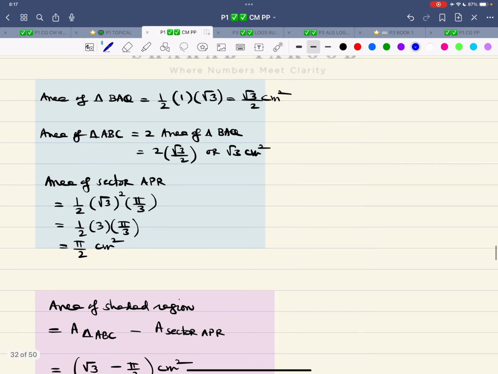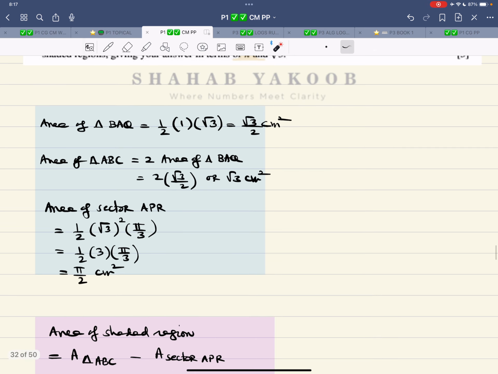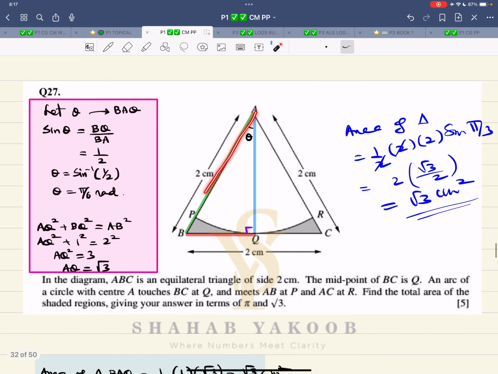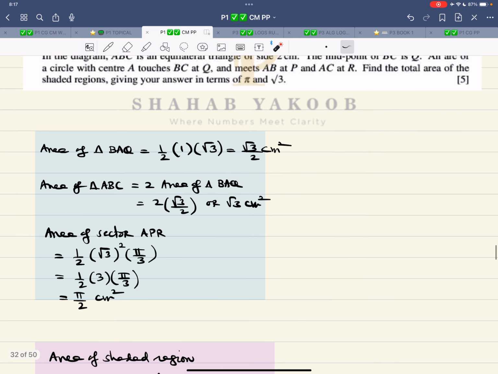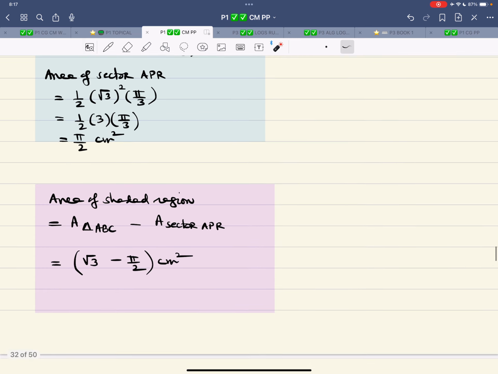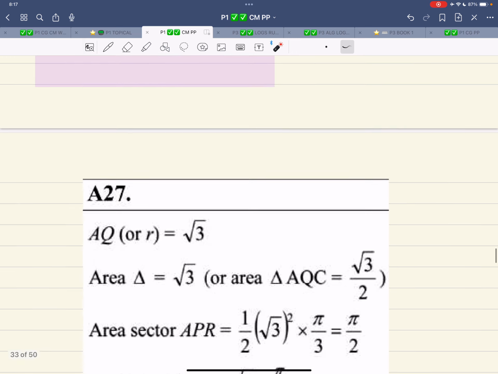Of course you can. Therefore, the area of the sector APR, that's half r squared theta. Now keep in mind, r is not 2. r is this much. r is this much. r squared theta comes out to be pi by 2. I have the area of the triangle. I have the area of the sector. This is simple working over here.